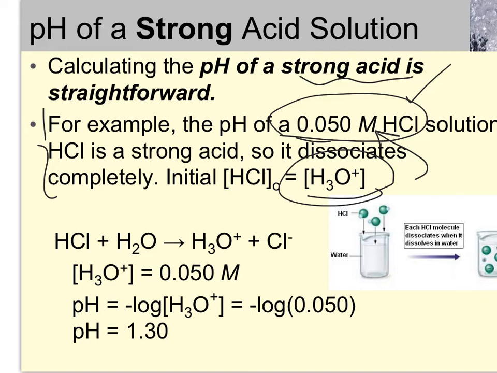And so it's very simple to calculate pH. It's minus log of 0.050, in other words, 1.30.